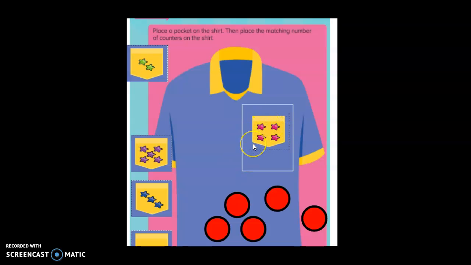Let's count these stars. 1, 2, 3, 4. I need to pull 4 counters to match 4 stars. Here's 1, 2, 3, 4. 4 counters match 4 stars, and I would write the number 4 on my paper.